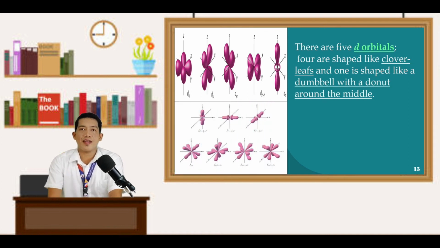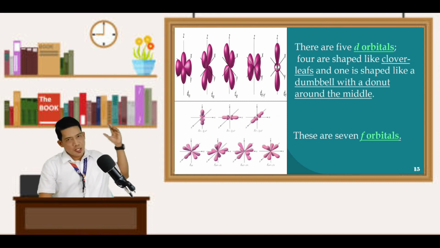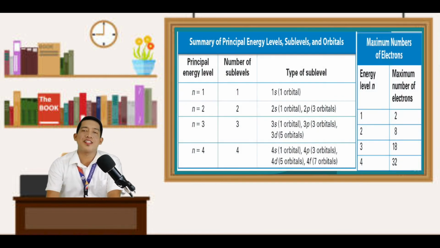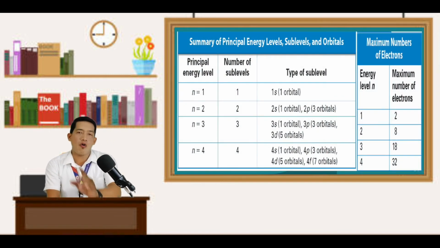There are 7 for f orbitals. Okay, it is presented in tabular form. The summary of principal energy levels, sublevels, and orbitals. The first column is the principal energy level.